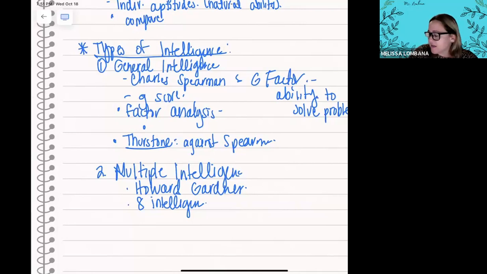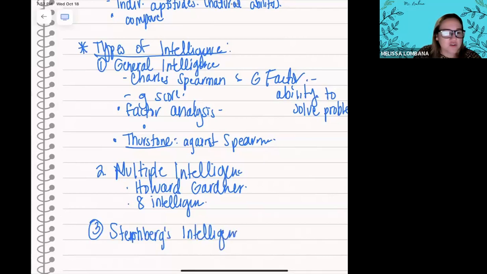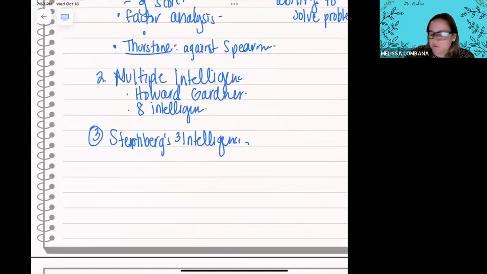Now, the next theory is going to be, and of course, it just alternately changes the pen here on our lovely little iPad. The next one is called by the guy's name, Sternberg's intelligence. It's like 3. It's called triarchic, but I'll get to that. It's okay. It's like 3 intelligence, but it's really easy to remember.